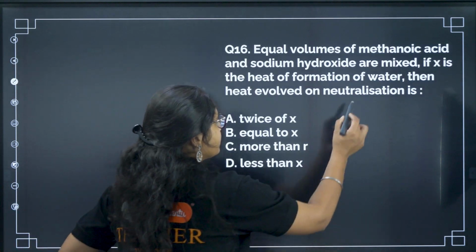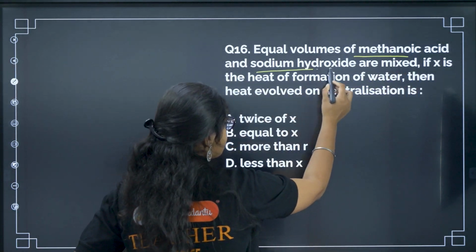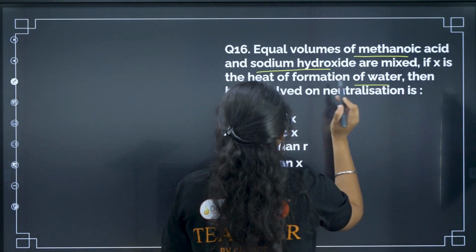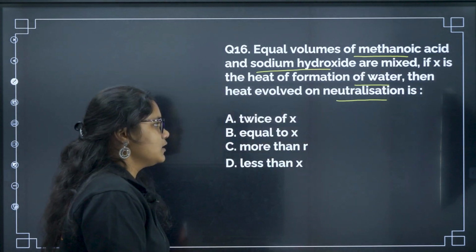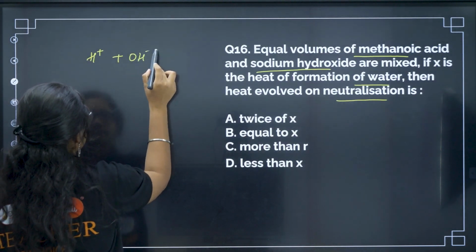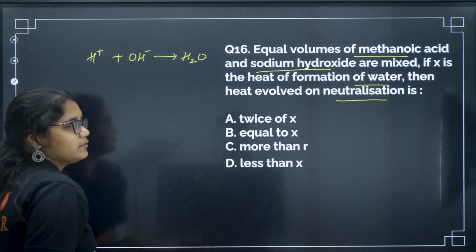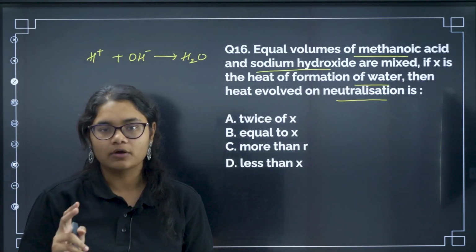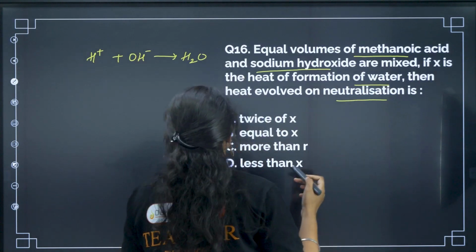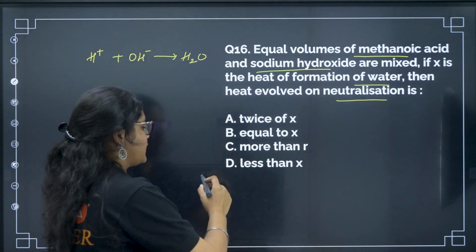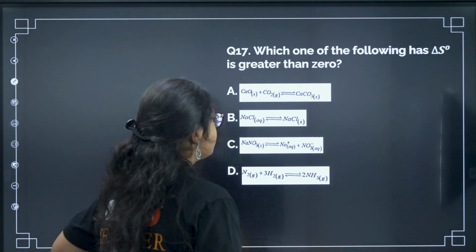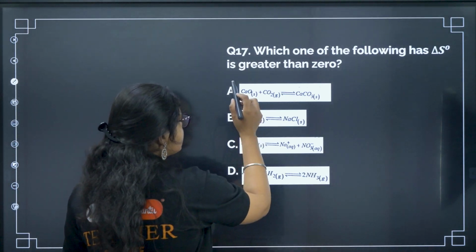Equal volumes of methanoic acid and sodium hydroxide are mixed. So if X is the heat of formation of water, then heat evolved on neutralization is. Okay, so when water is formed from H plus and OH minus, okay, this is when both are strong, like strong acid and strong base is mixed, we get X value. Now one of the acid taken is weak, so that is why the value will be less than X. So the correct answer for this question is option number D. Next, which one of the following has delta S is greater than 0?